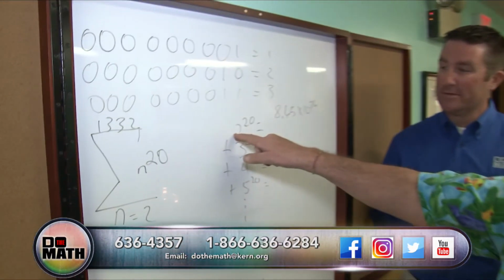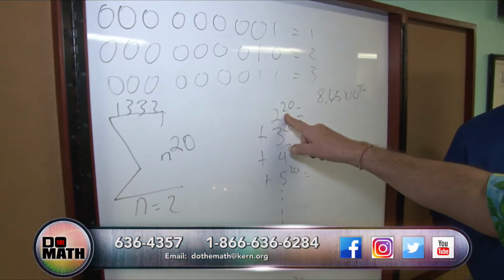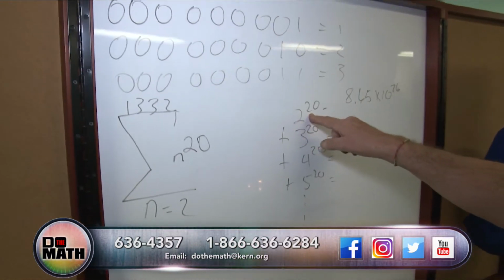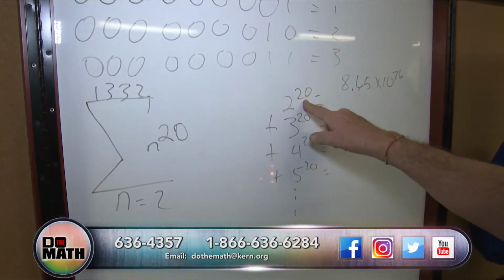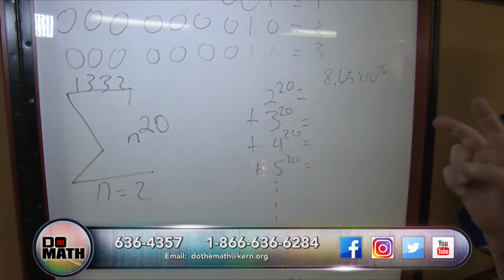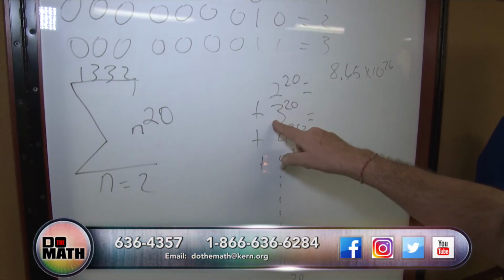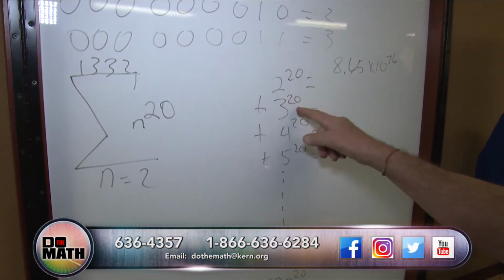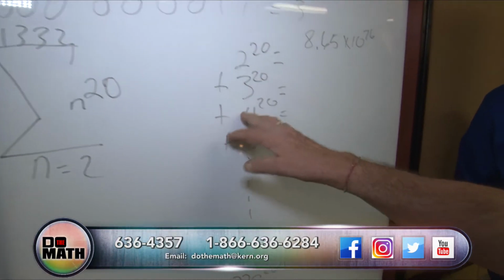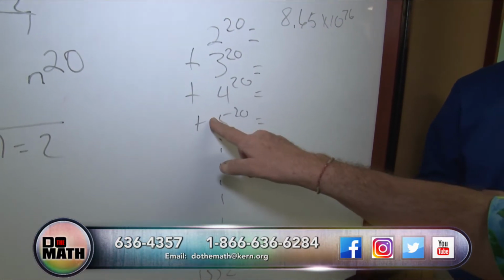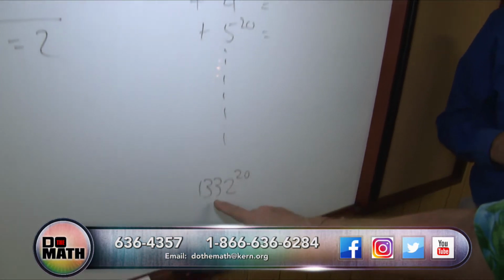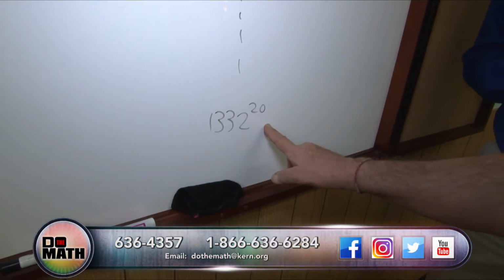We start with 2 to the 20th power because that's the number of proteins we can make with 20 amino acids. 2 to the 20th power is how many proteins with 2 amino acids. Then we get to add that to 3 amino acids to the 20th power. Then we add that to 4 amino acids to the 20th power, and 5, and so forth until we get down to 1,332 to the 20th power.